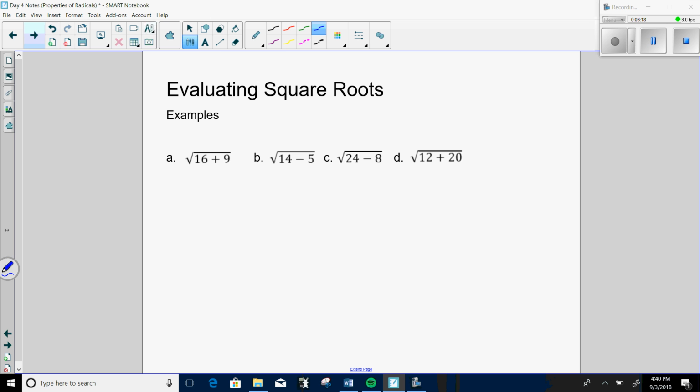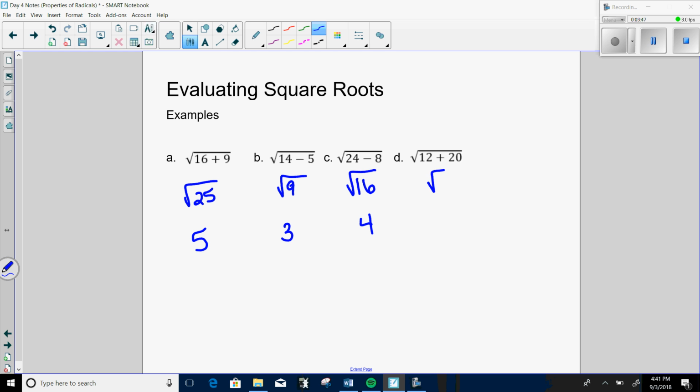So what do we do in this? Square root of 16 plus 9. Order of operations says to do what's inside the square root first, which becomes the square root of 25. Then the square root of 25 just becomes the number 5. Square root of 14 minus 5. 14 minus 5 is 9, so that becomes the square root of 9, which becomes just 3. Square root of 24 minus 8, subtract those, that becomes the square root of 16. The square root of 16 is 4. Then we go to the next one.